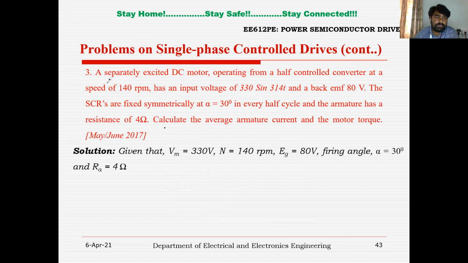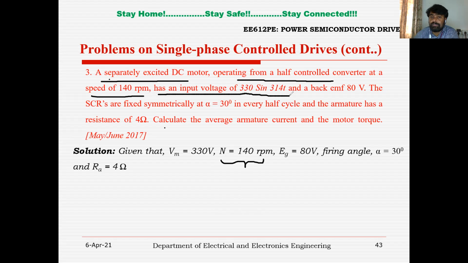Let me go to the question first of all. A separately excited DC motor operating from a half controlled converter at a speed of 140 RPM. The speed is given, you can see here, 140 RPM, and it has an input voltage of Vm sin omega t. Vm is 330 here. Omega value is 314 here. And the back EMF is 80 volts. Now you can see EG equal to 80 volts. The SCRs are triggered symmetrically at alpha equal to 30 degrees.